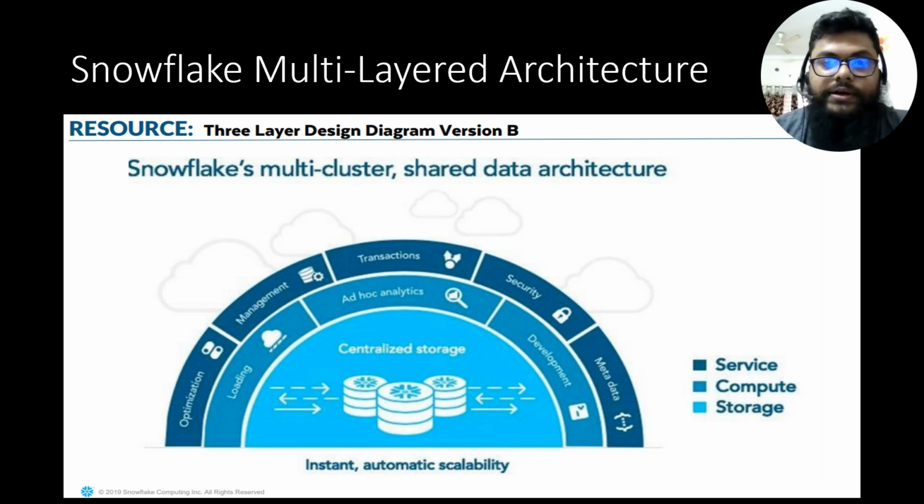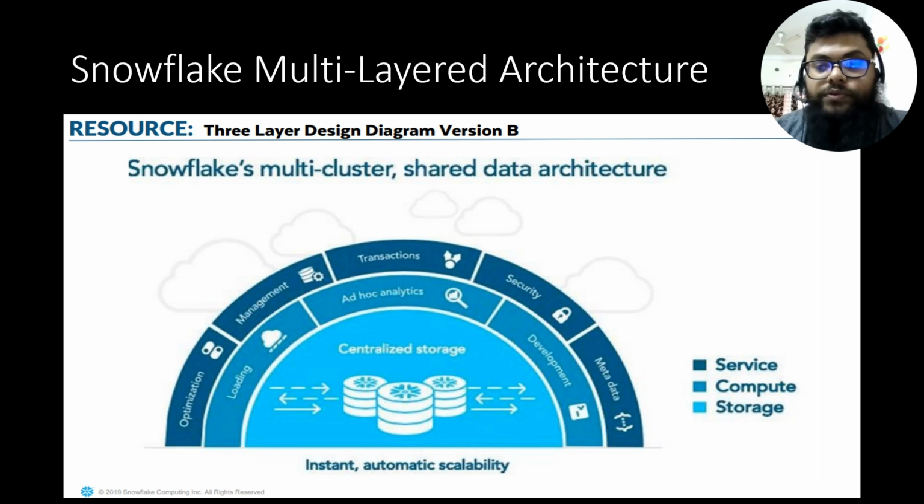So Snowflake's architecture is a combination of traditional shared disk and shared nothing database architecture. So what does this mean? So what happens in the shared disk architecture? Data is shared from the central repository and it is stored there. That will be accessible to all the users who have access to that database.